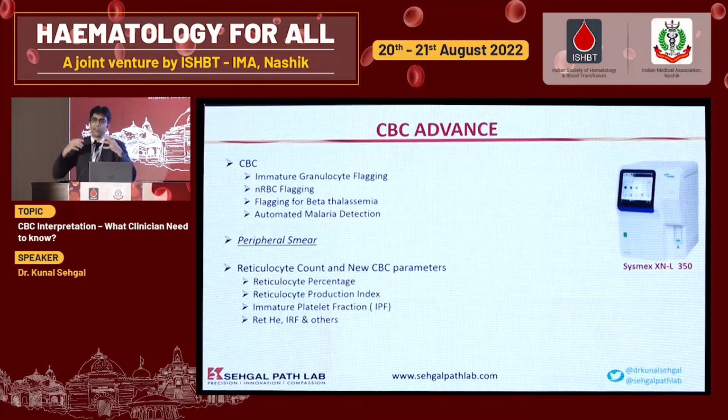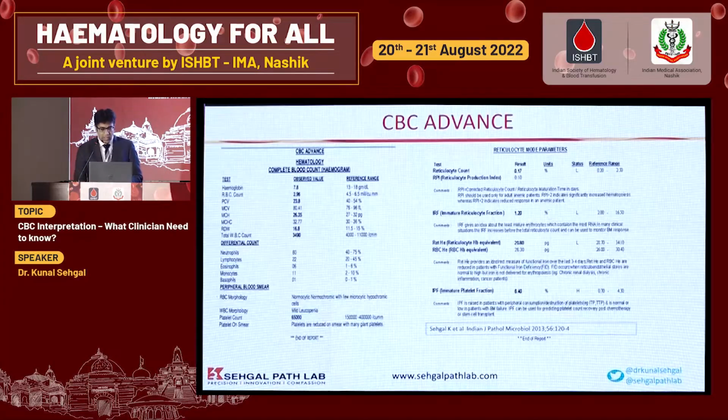So in addition to all the parameters, what do we make use of? We'll make use of these flags which we get on our machine, like the immature granulocyte flag. We look for malaria flagging. We look for flagging for thalassemia. We look for NRBCs or immature granulocytes. We do the peripheral smear evaluation in detail, and we also look at the reticulocyte count derived parameters, including retic, RPI, and IPF.